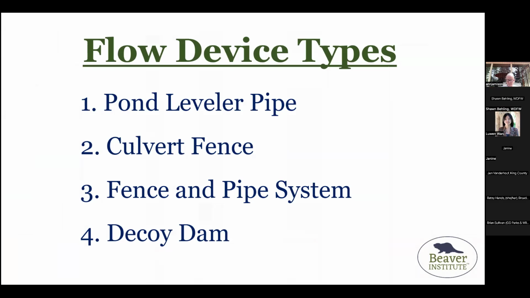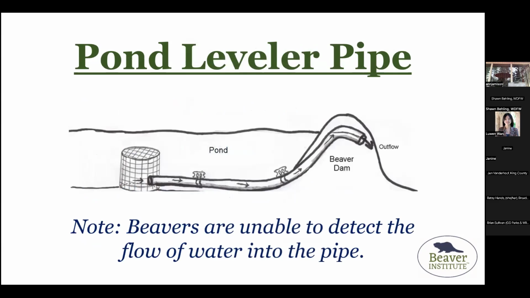First one is the pond leveler pipe, but also then we'll go into protecting man-made structures with culvert fences, fence and pipe systems, and decoy dams. So the pond leveler pipe. This is a great device when you have the ability to have 3 feet of water or more somewhere in the pond. What it does is it creates a permanent leak through the beaver dam that the beavers aren't able to plug.